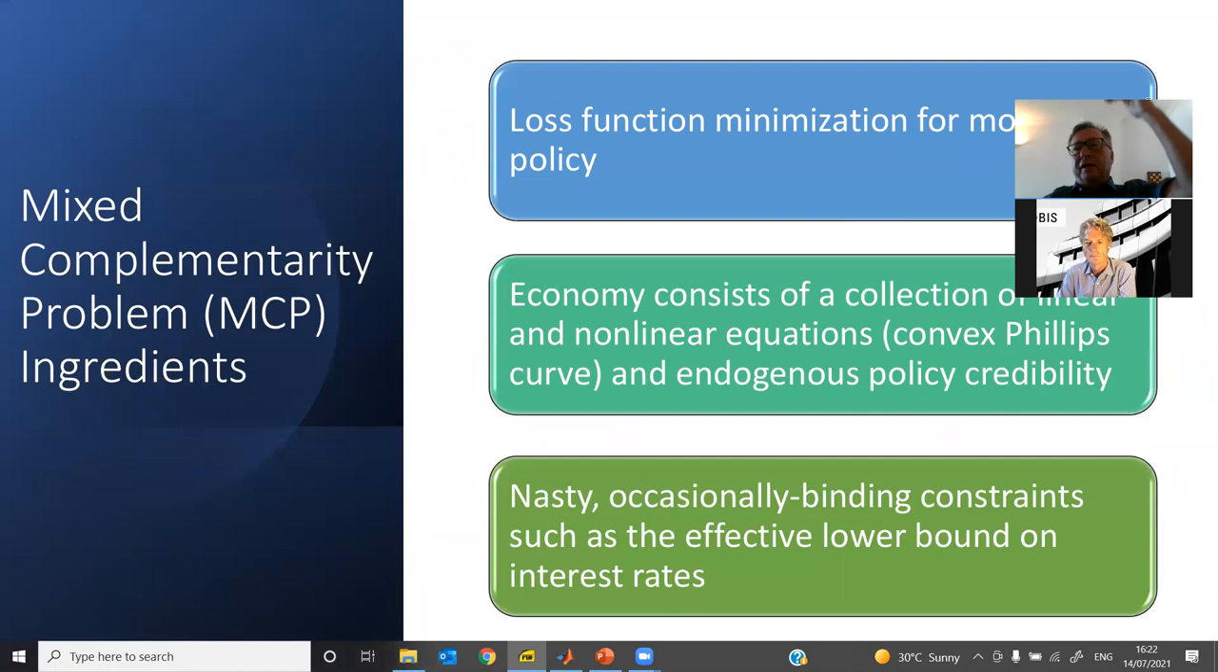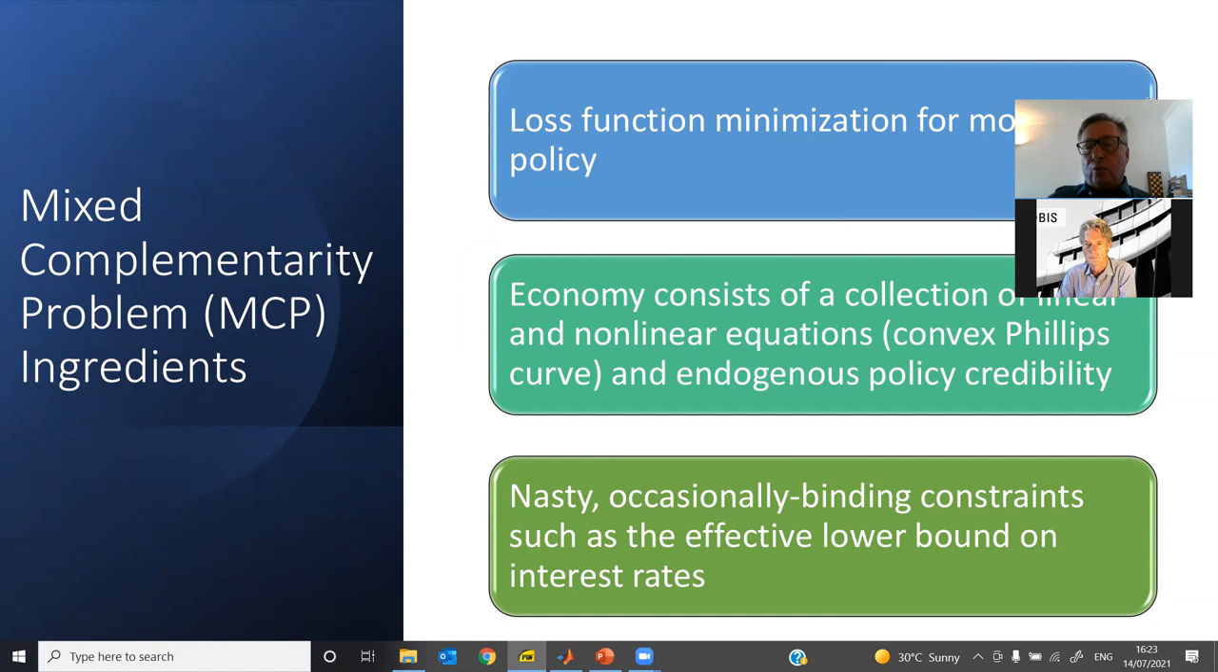And then the last thing that makes a mixed complementarity problem is a nasty, occasionally binding constraint, like the effect of the lower bound on interest rates. So in our case, we're going to have a standard monetary problem where the loss function is in terms of output and inflation. We're going to have an aggregate demand function that's a function of real interest rates. We're going to have an inflation equation that's a function of the output gap plus credibility. And we're going to have this nasty occasionally binding constraint that we call the effective lower bound on interest rates.